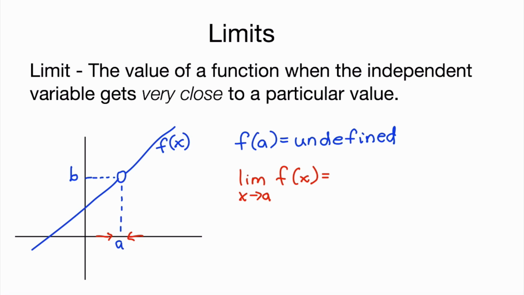On my graph, they're going to get closer and closer to this open dot. I'm not concerned about them ever getting to the open dot, but both outputs or dependent variables are getting closer and closer to the value of b. A limit can show us some information around a hole. Just evaluating at the point just gives us the word undefined.